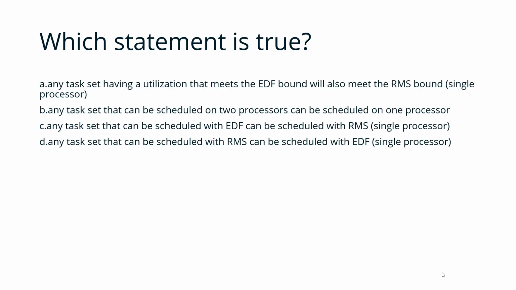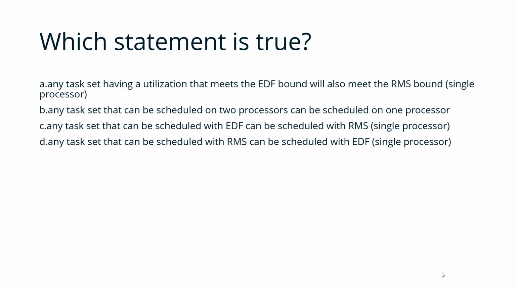And then, which statement is true? Any task having a utilization that meets the EDF bound will also meet the RMS bound? No. Any task that can be scheduled on 2 processors can be scheduled on 1? I don't think so, no. Not with the algorithms that we covered anyway. Might be something out there I don't know about.